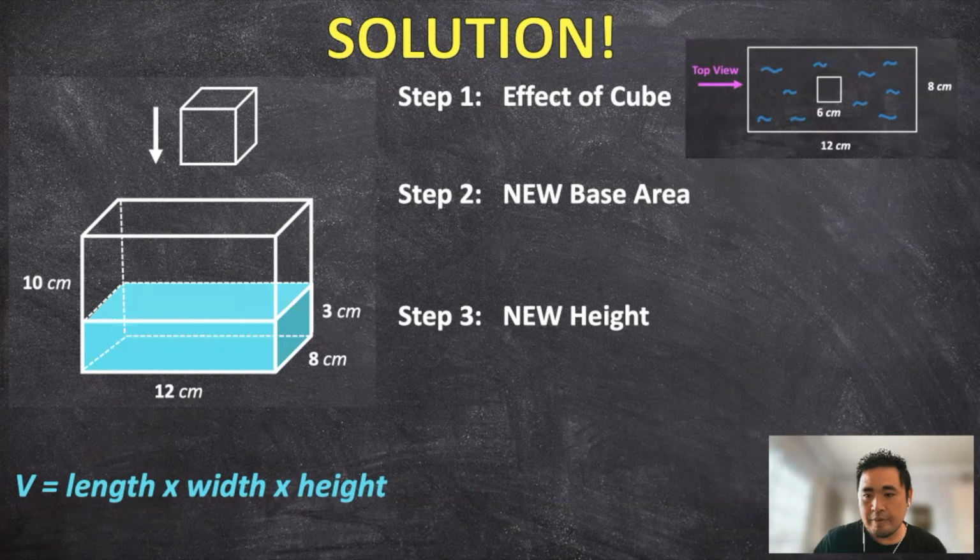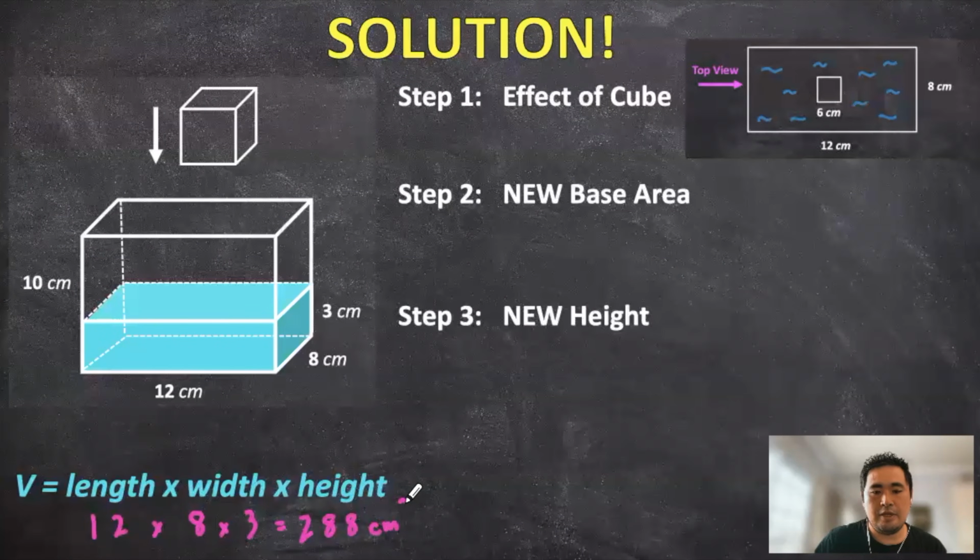So the first thing we want to do in our problem is find the actual volume of the water. So our length is 12 centimeters times our width of 8, and the height of the water is 3. And if we multiply those 3 numbers together, we should get a total of 288 cubic centimeters.